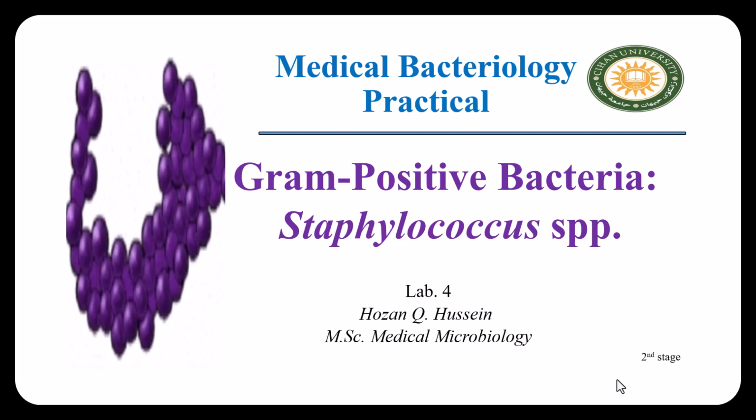Good day, dear student. Today, the practical lab is about gram-positive bacteria, Staphylococcus species. This lab is very important because staphylococci are common bacteria in hospitals and are frequently isolated from skin, wounds, blood, and urine samples. By the end of this lab, we should know how to identify Staphylococcus under the microscope, differentiate between the species of staph as Staphylococcus aureus, Staphylococcus epidermidis, and Staphylococcus saprophyticus, and understand the culture media and biochemical tests used in diagnosis.